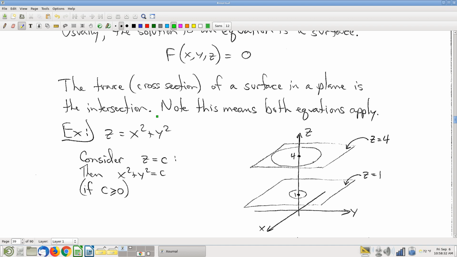Okay, how do you do that? Right? Algebraically, how do I actually take a slice of something? Here's the idea. Suppose I have some equation.